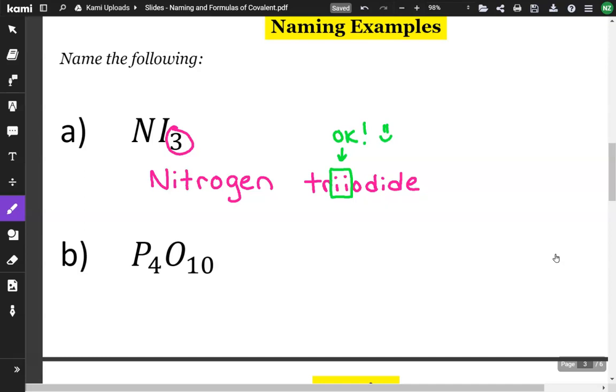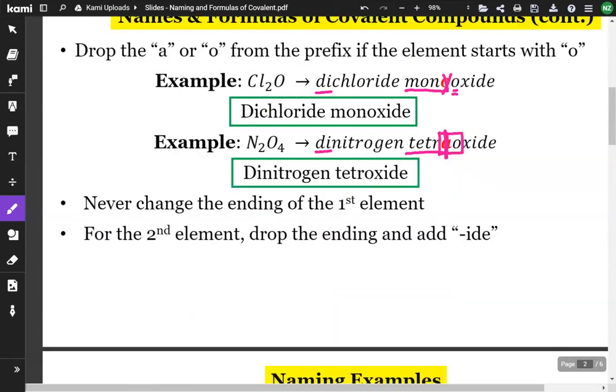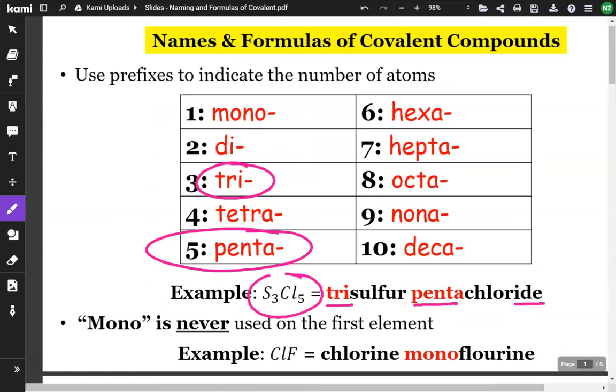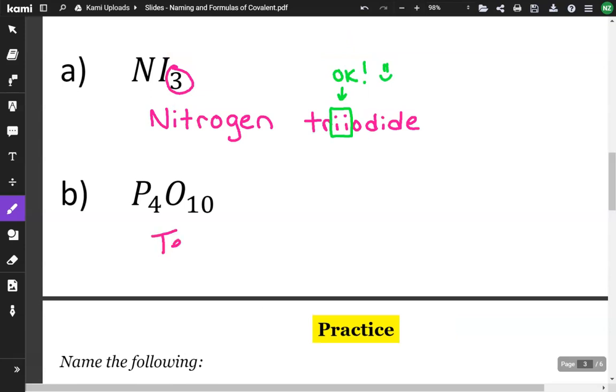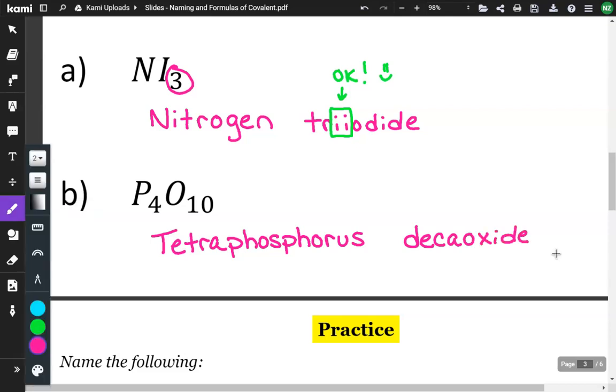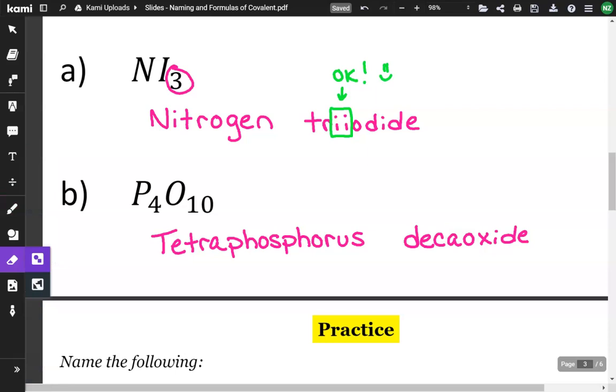All right, we have P4O10. The prefix for 4, if we go back up and look at our list, is tetra, and the prefix for 10 is deca. So it would be tetraphosphorus and then decaoxide. Now here we have the A and the O next to each other, so we are going to drop the A and keep the O. So it would just be decoxide. Tetraphosphorus decoxide.